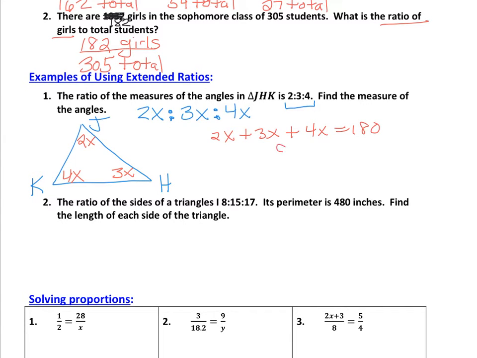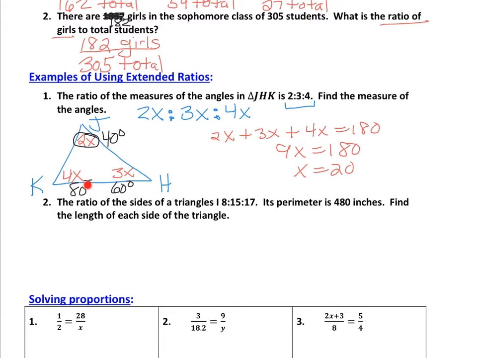And we have 9x equals 180, so x equals 20. And once you solve for that unknown, you're going to find the angles. So 2 times 20, 2x, is going to give us 40 degrees. 4 times 20 is 80 degrees. And 3 times 20 is 60 degrees. And just sum them up. Make sure you're summing to 180.